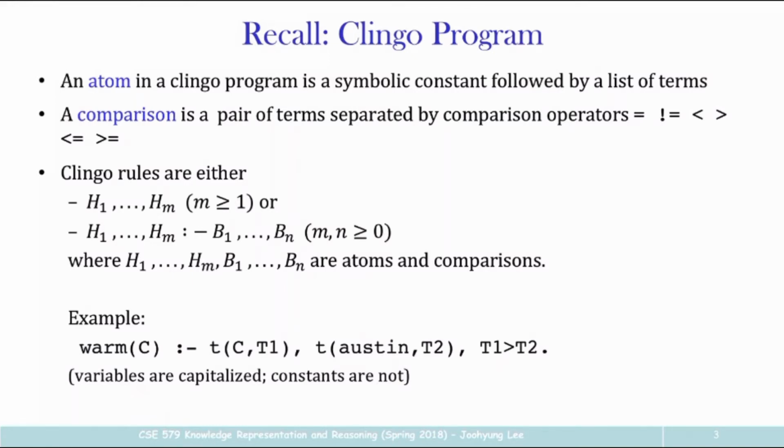So warm of C, if T of C comma T1, T of Austin comma T2, T1 is greater than T2. We are going to get into this meaning soon, but basically this is just syntax. This is the second type of rule, where you have the implication symbol represented as colon dash, and you have a conjunction in the body. Now, most of the time, you will see that the head is very simple. It's just one atom.